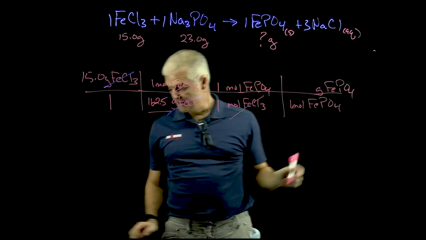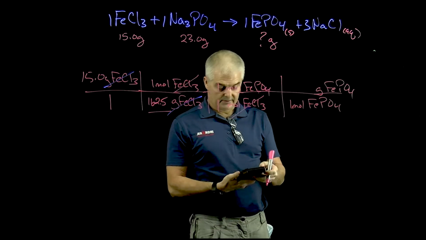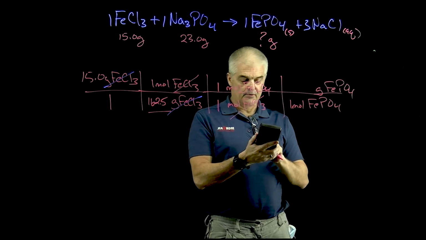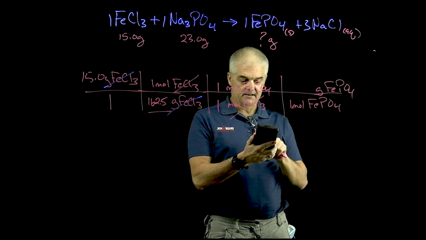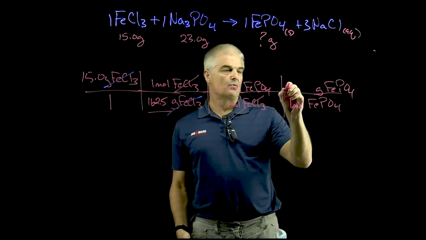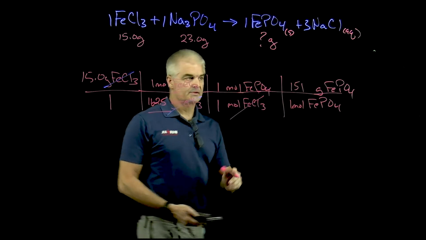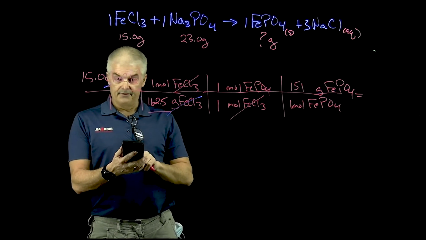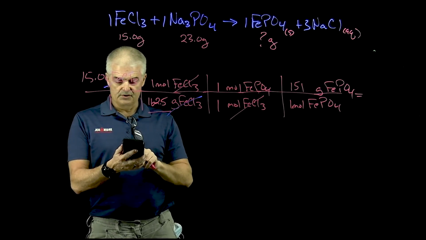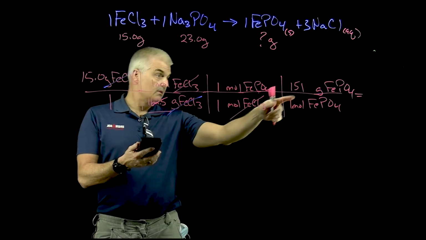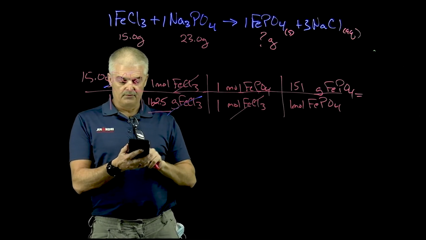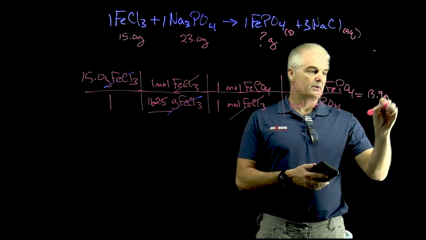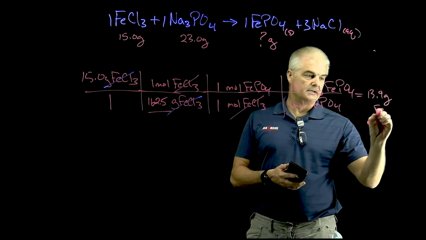Now I need to find the molar mass of FePO4. Calculator man right here. I'm going to say 56 is iron, plus 31 is phosphorus, plus 16 times 4 for the oxygen. That's 151 grams. All right. And now I'm just going to do the math here. I have 15 divided by 162.5 times 1 divided by 1 times 151 gives me 13.9 grams of FePO4.